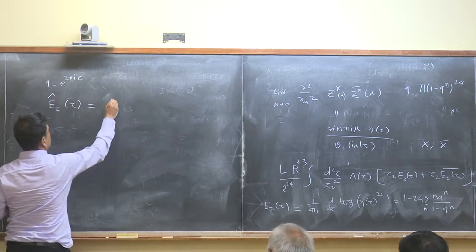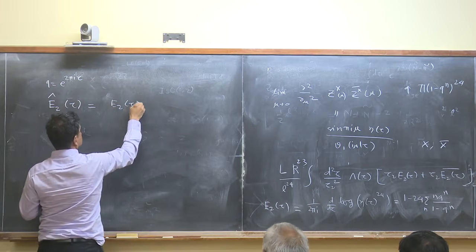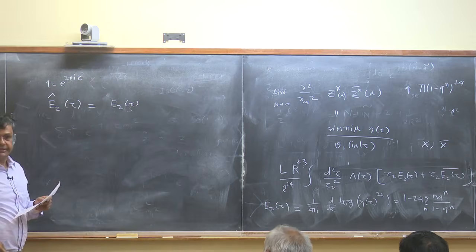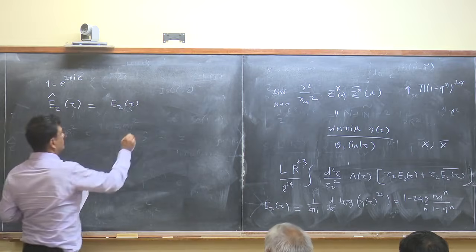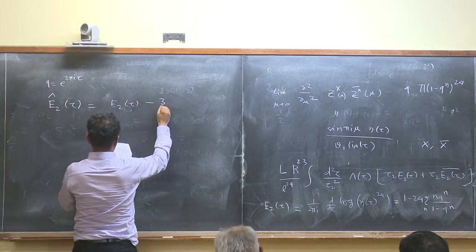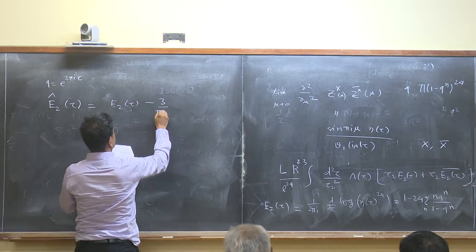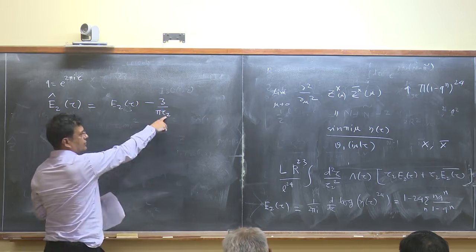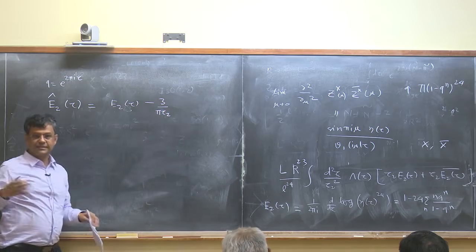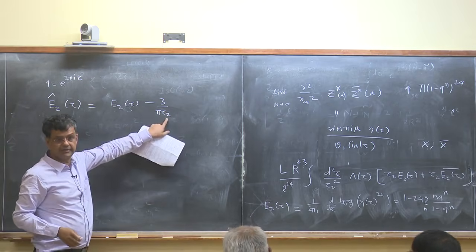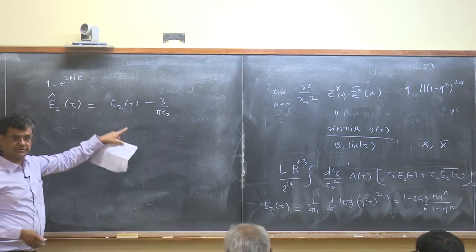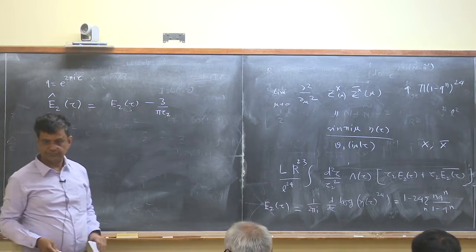Okay, but E2 tau is also called quasi-modular, because you can write E2 hat tau, which is E2 tau minus... So E2 tau is holomorphic in tau, but it is not modular. But you can write this as minus 3 pi over tau 2. This is not holomorphic now, because tau 2 is the imaginary part of tau, tau minus tau bar. So this depends both on tau and tau bar. But now this transforms as a modular form of weight 2.